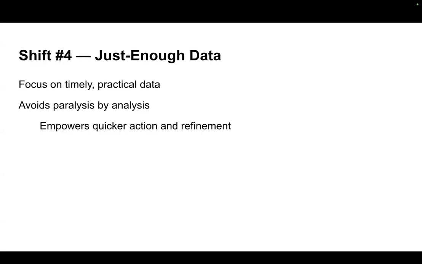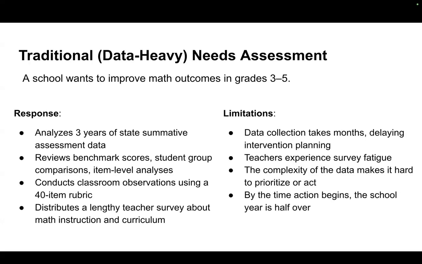Okay. Just enough data. Sometimes traditional needs assessments take so much data and so much time that you never get through everything to get on to the actual assessment to make some changes and do something. Paralysis by analysis, we call it analysis paralysis as well. So a school wants to improve math outcomes in grades 3 through 5. Our 3 through 5 math is not great. Let's do it better. It's pretty much across the county, pretty much across the state. We should be doing that.